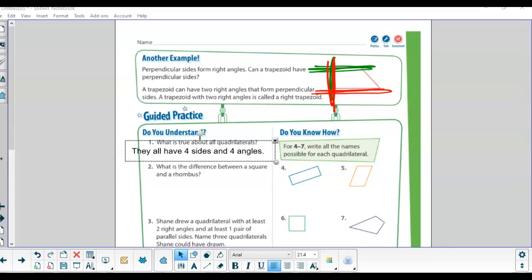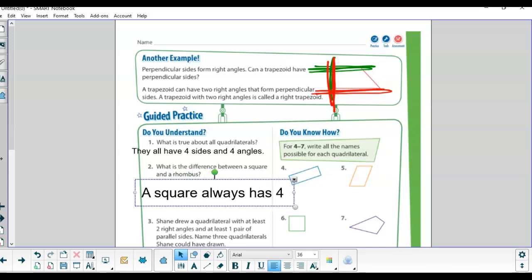So think about that. What's the difference between a square and a rhombus? That's right. The main difference between a square and a rhombus is that a square always has four right angles. So a square must always have four right angles.